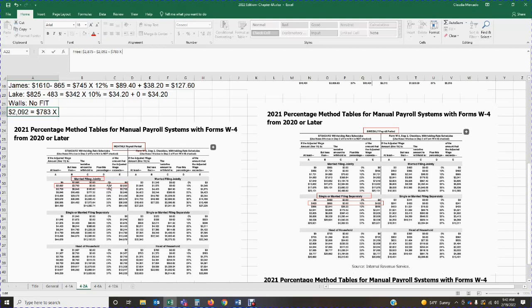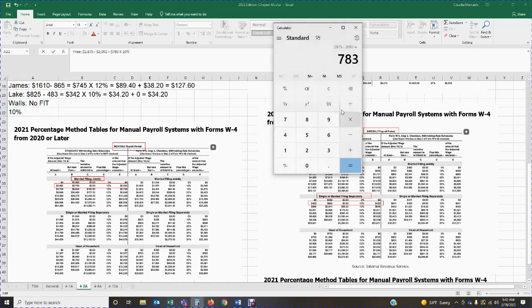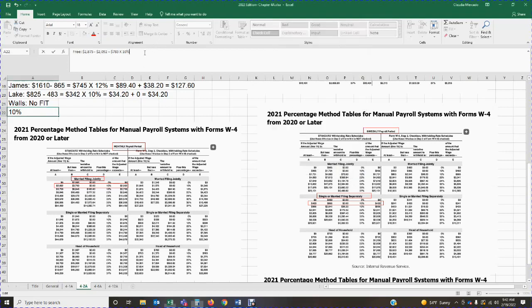You're then going to multiply it by the rate. In this particular rate tier, the rate is 10%. So it's 783 times 10%, and that will be $78.30. And then you're going to add that third amount. In this particular case, that tentative amount is 0. So the amount of taxes to be withheld is $78.30.